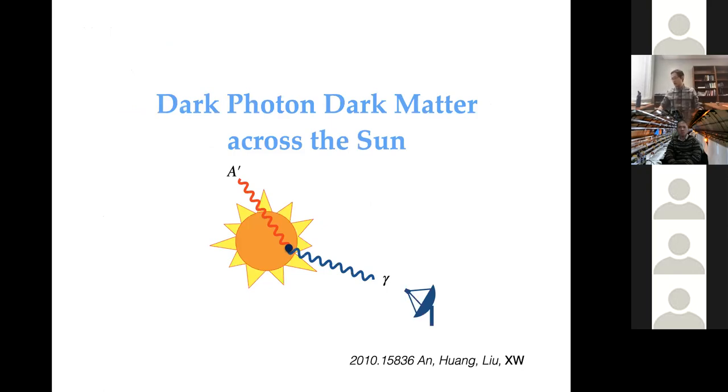Let's do the part of Xenon one-ton access. Right now, I will completely switch gear and talk about dark photon dark matter across the sun. Here's the basic idea: the dark photon dark matter comes to the sun and then converts to a photon. And actually, the photon is at radio frequency, so it's detected by the telescope.